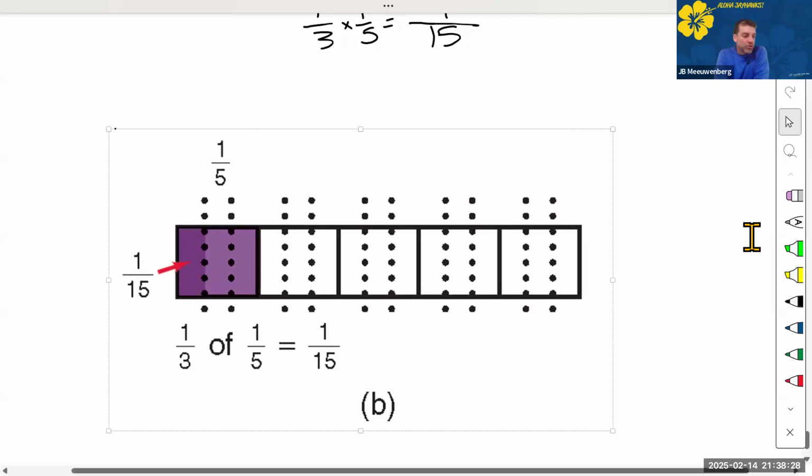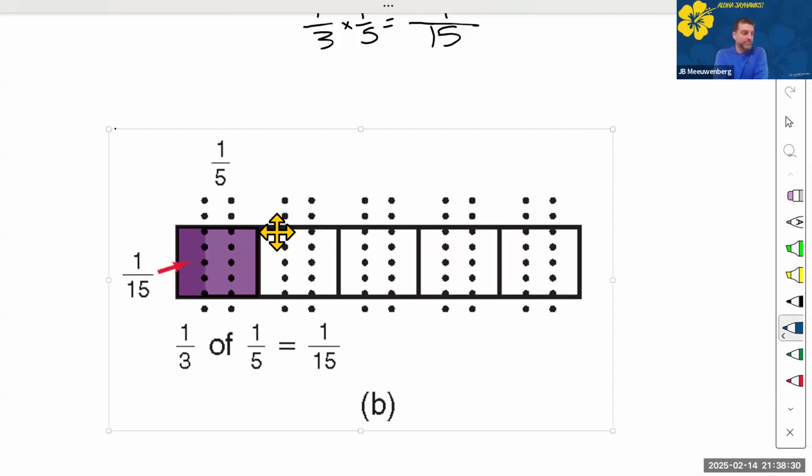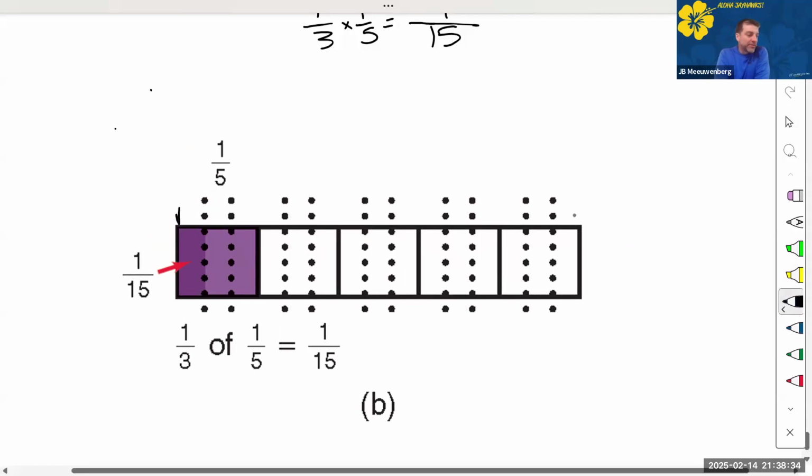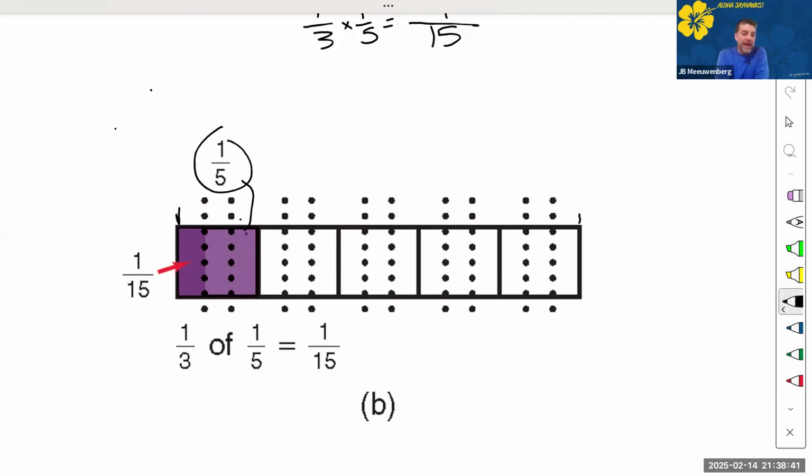So if we draw a rectangle, again, that's the one in the background from here to here, and we shade in one section of it. This right here represents 1/5, that little section down there. And then we're going to take 1/3 of it, which means we're going to cut that into 3 pieces, and we can do it like this as well. We can make vertical lines.